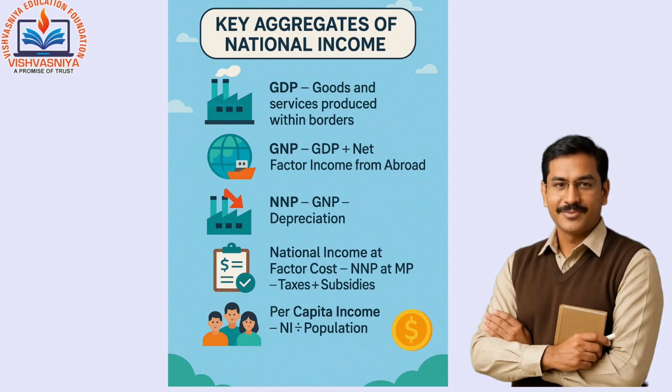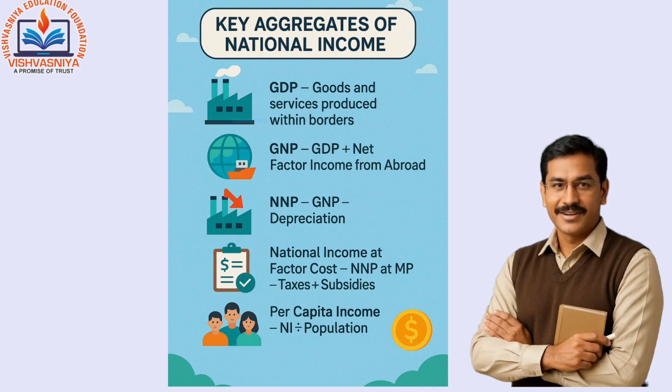NNP, net national product, is equal to GNP minus depreciation. Depreciation is the wear and tear of machinery and capital goods. National income at factor cost: from NNP at market price, we subtract indirect taxes and add subsidies. This gives us the real national income, the income earned by factors of production.